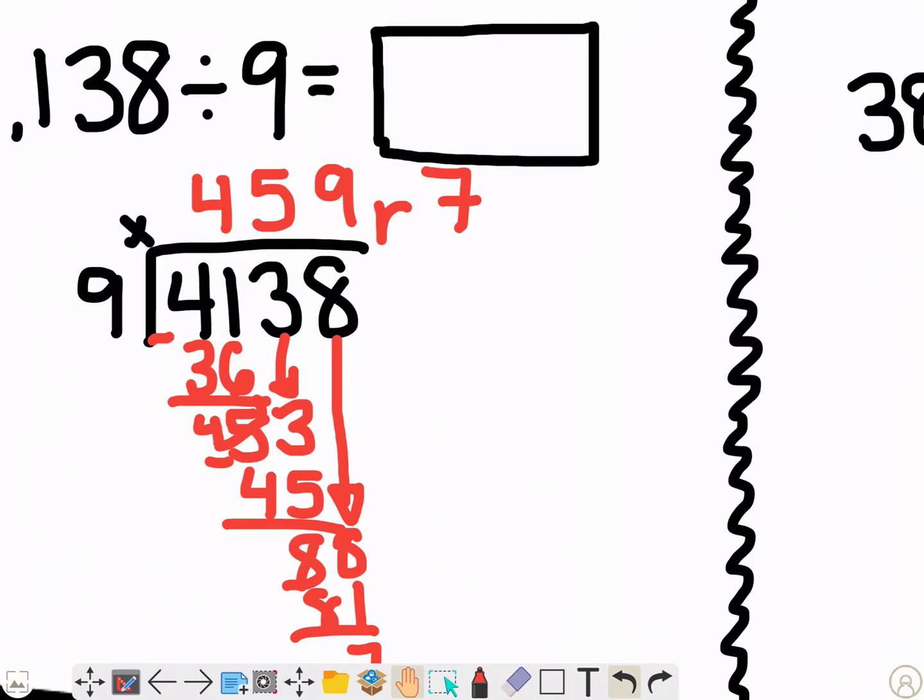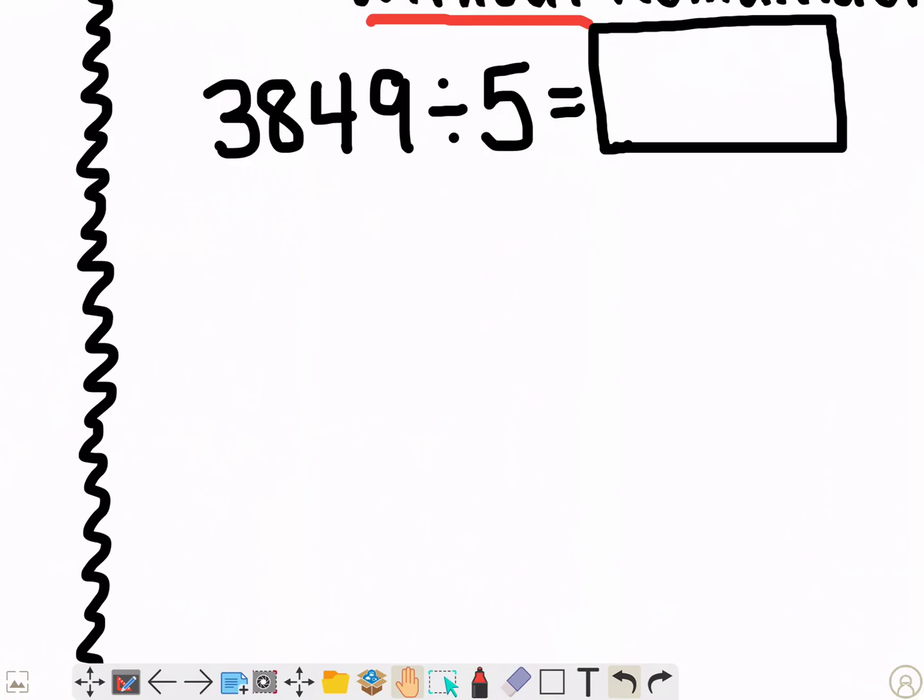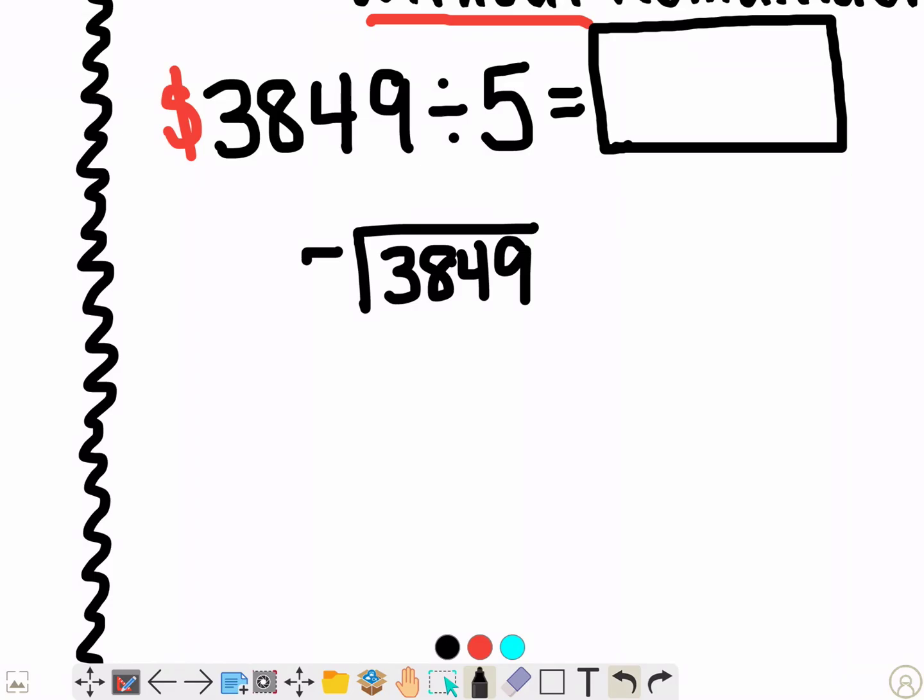But if you don't want to deal with the leftovers, if you want to break them apart, we have another problem, which is 3,849 divided by 5. So think about this like money. You have that much money and you have 5 people. Each person is going to get quite a bit of money, but the question is how much? To figure that out, I would put my first number, which is my dividend, inside the house. I'll put my divisor, which is my second number, outside the house. And if I have $3,849 and 5 people, everybody's going to get a good chunk of money.